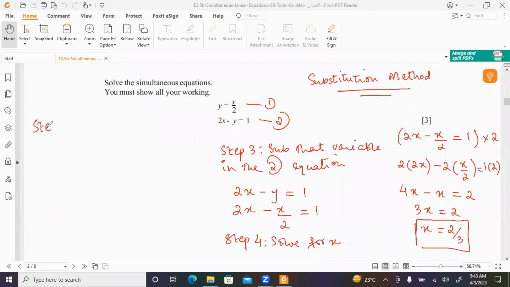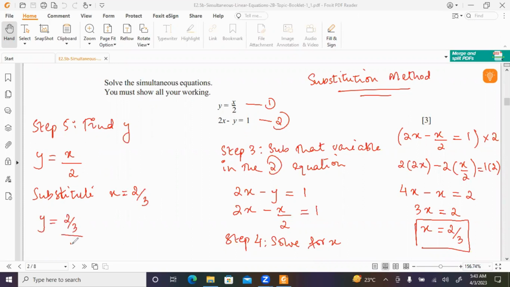Since x equals 2 by 3, the last step, step 5, is find y. We know y was x over 2. So we substitute x equals 2 by 3 in this equation, which means y will be 2 by 3 over 2, which is y equals 2 over 6, which simplifies to 1 over 3. So that is your y value.